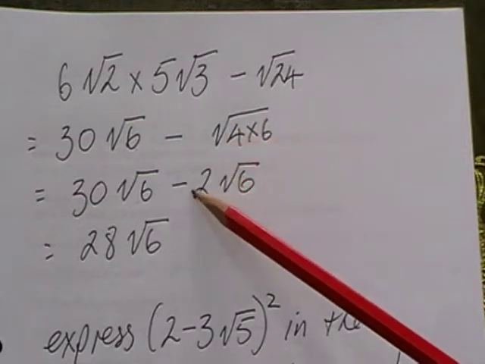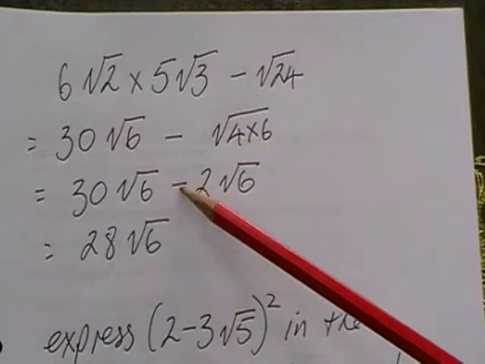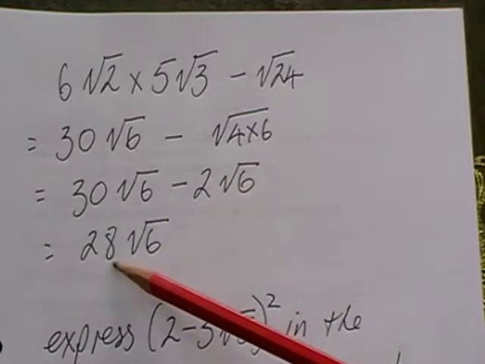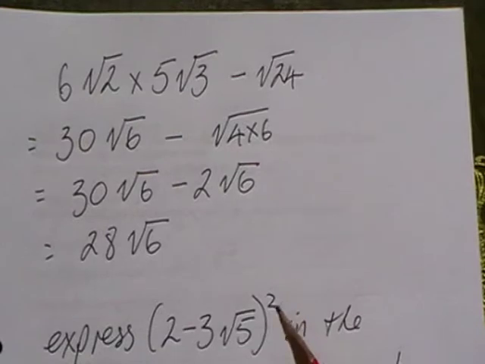Well, root 4 is 2. So we end up with 30 root 6 minus 2 root 6, which gives us a simple value of 28 root 6.